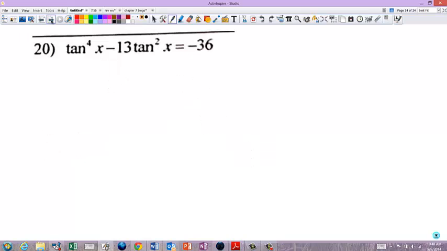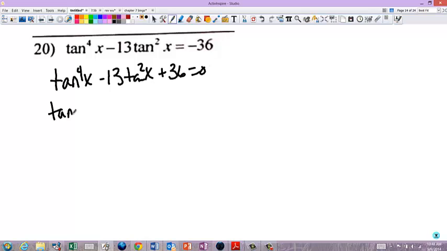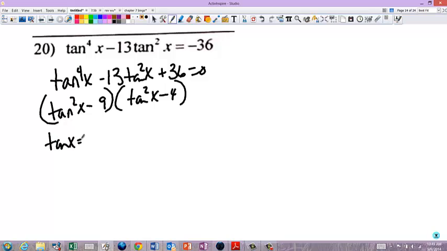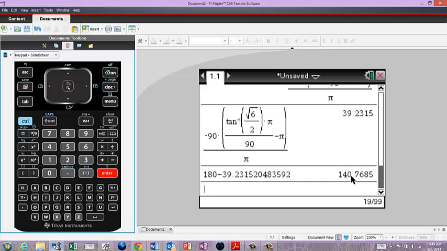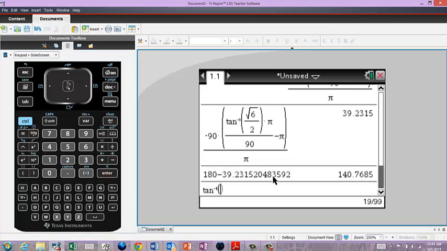20. This one's going to be yucky. 10 to the 4th of x minus 13 tan squared plus 36 equals 0. This factors into tan squared minus 9 and tan squared minus 4. So where is tan? I'm going to get ahead of myself. I'm sorry. In order to try to get them all, I'm going to have to skip some steps. Hopefully you can get from there to there. So where is tan 3? Second tan of 3.